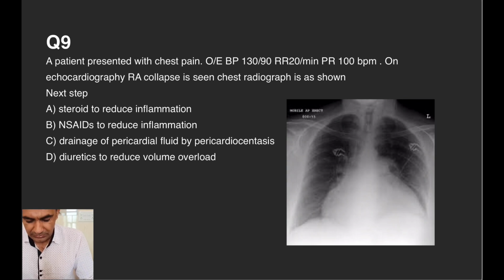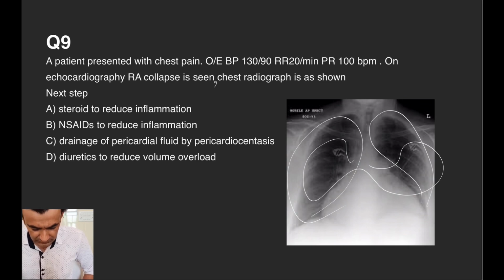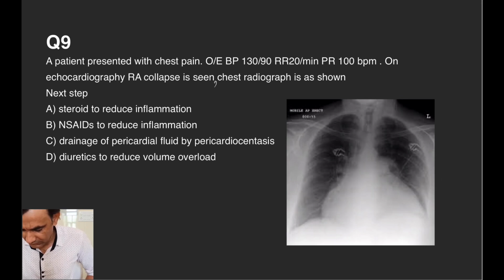Question number 9. A patient presented with chest pain. On examination, BP was 130/90, respiratory rate 20 per minute, pulse rate 100 BPM. On echocardiography, right atrium was collapsed. Radiograph is shown. In the radiograph there is no batwing pulmonary edema; the edema is not in the whole lung field. This is the cardiomegaly. The CT ratio is increased. So this is cardiac tamponade.